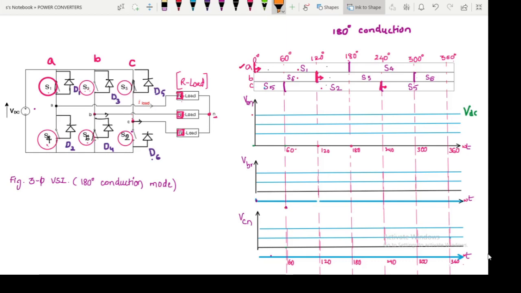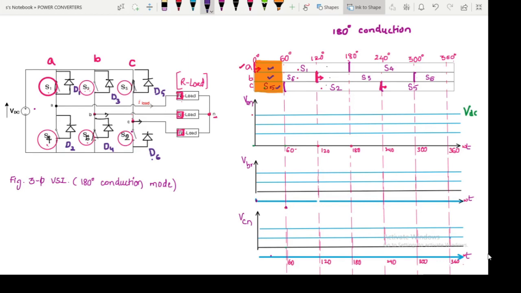Now we are going to see what is happening between 0 to 60 degrees. For that, I am highlighting this. This is the region from 0 to 60 degrees. If you observe, what are the switches that are turned on in this period? Switch 1 is turned on, switch 6 is turned on, switch 5 is turned on.